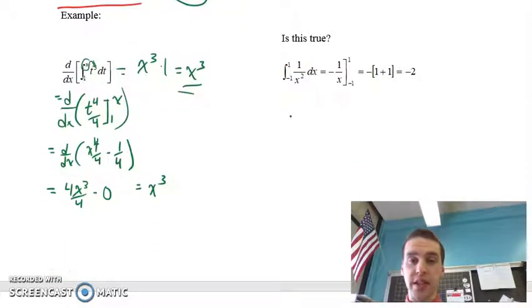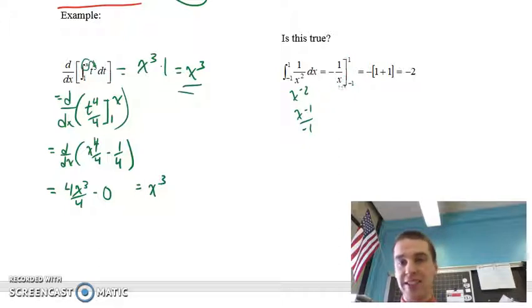The last part: is this true? The integral from -1 to 1 of 1 over x squared dx. Well, I can rewrite this as x to the -2. If I take the integral of that, I'm going to add 1, so x to the -1 over -1, and I'm going to get -1 over x. And when I plug in 1, negative is in parentheses, so I'm going to get 1 minus a -1, which is a plus. And I will get -2.